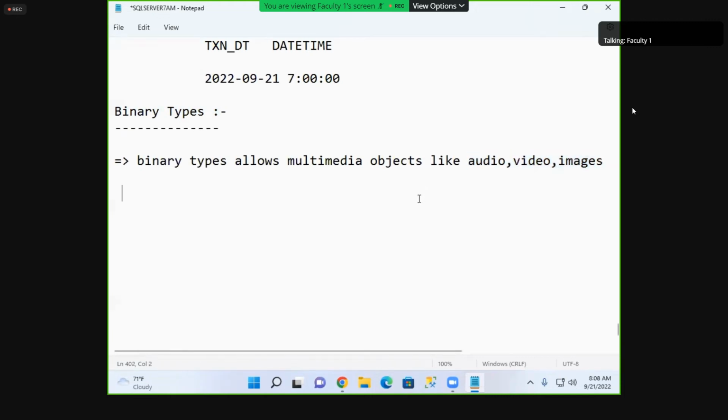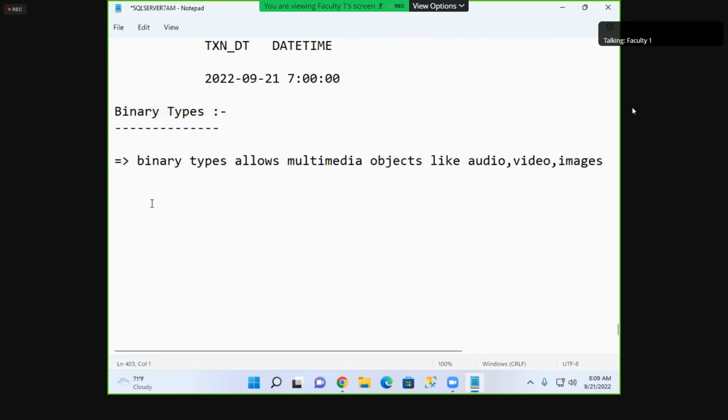That means in a SQL Server database, not only can we store numbers, we can store characters, we can store dates and time, and we can store photographs. Yes. So for storing these multimedia objects, we use binary types.